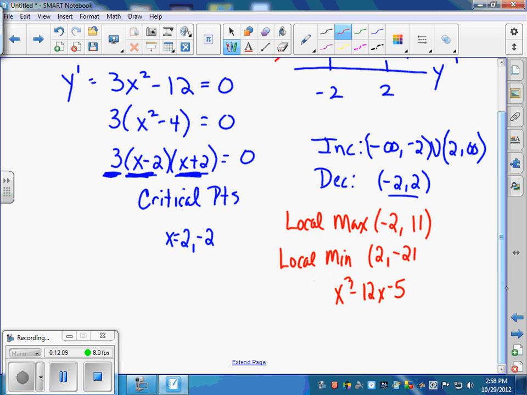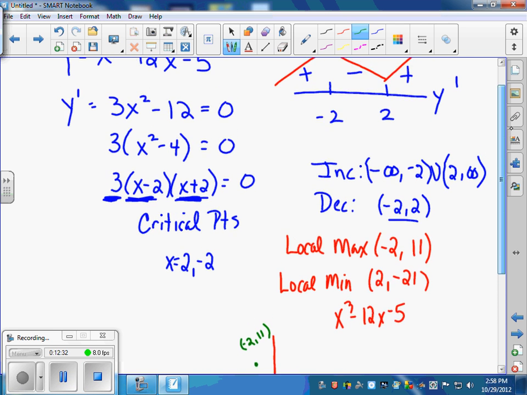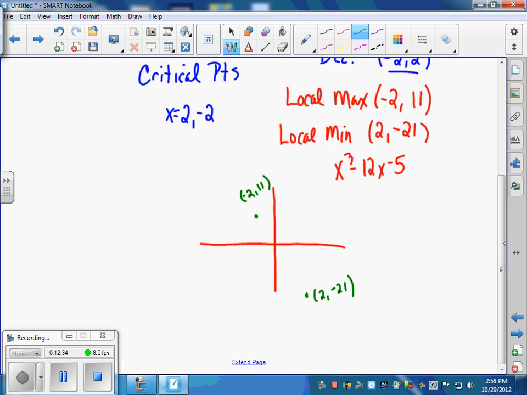And now I'm ready to sketch that, and again, I'm just going to do a rough sketch real quick. We have a point at negative 2, positive 11. And then we have a minimum at 2, negative 21. And our graph increases, then decreases, then increases. So it goes up to there, comes down and hits that, and comes back around.